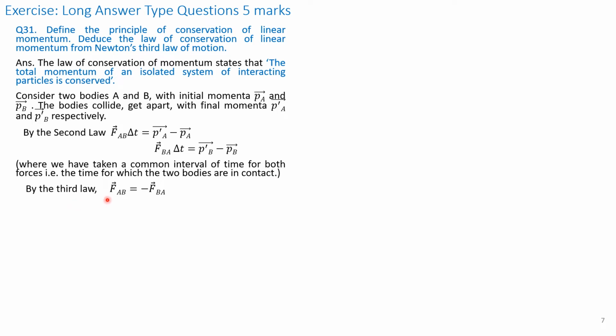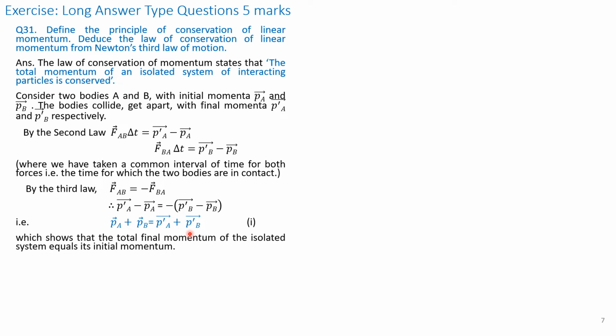Therefore, by the third law, FAB is equal to minus FBA. Therefore, P dash A minus PA is equal to minus of (P dash B minus PB). Rearranging, we get PA plus PB equals P dash A plus P dash B, which shows that the total final momentum of the isolated system equals its initial momentum. So the left hand side is the initial momentum and the right hand side is the final momentum.